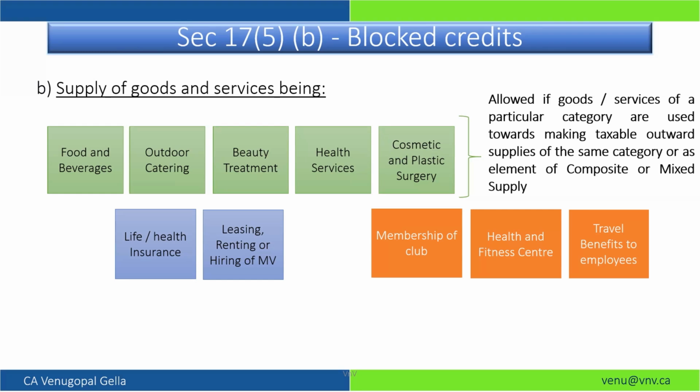If you are in the same line of business, then only ITC is allowed. Another exception is when it is provided as a part or parcel of a principal supply or another service supply. That is the concept of composite or mixed supply.